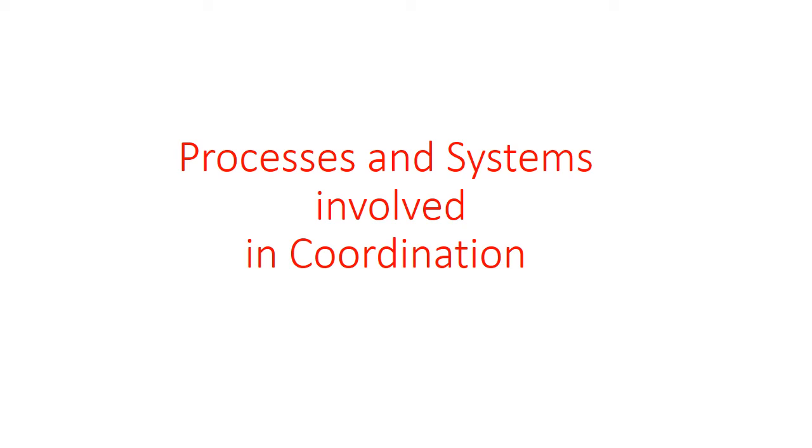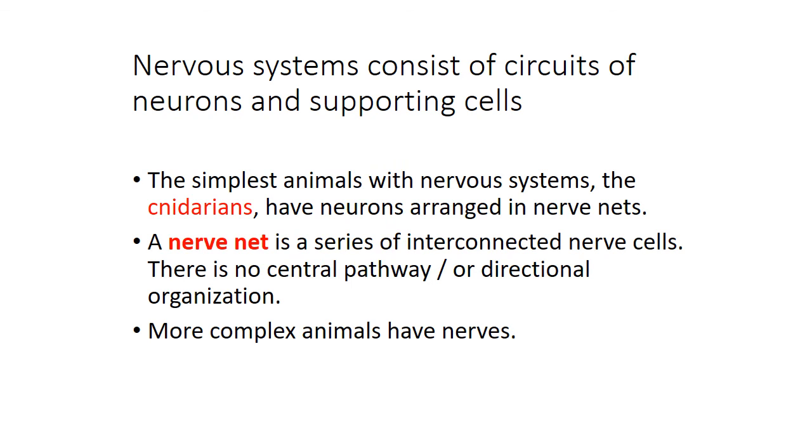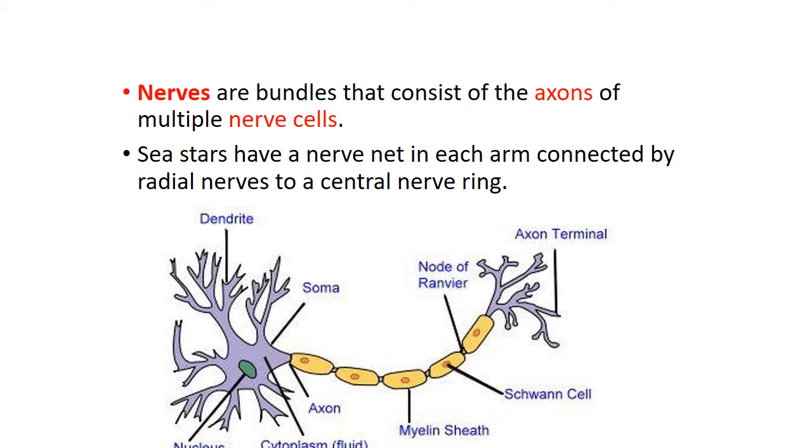If we look at nervous coordination, it's mainly done by the nervous system. If we look at the evolution of the nervous system, the simplest animals with nervous systems are the Cnidarians. They have the nerve net, like a series of interconnected nerves. More complex animals have nerves, which are bundles that consist of the axons of multiple nerve cells.